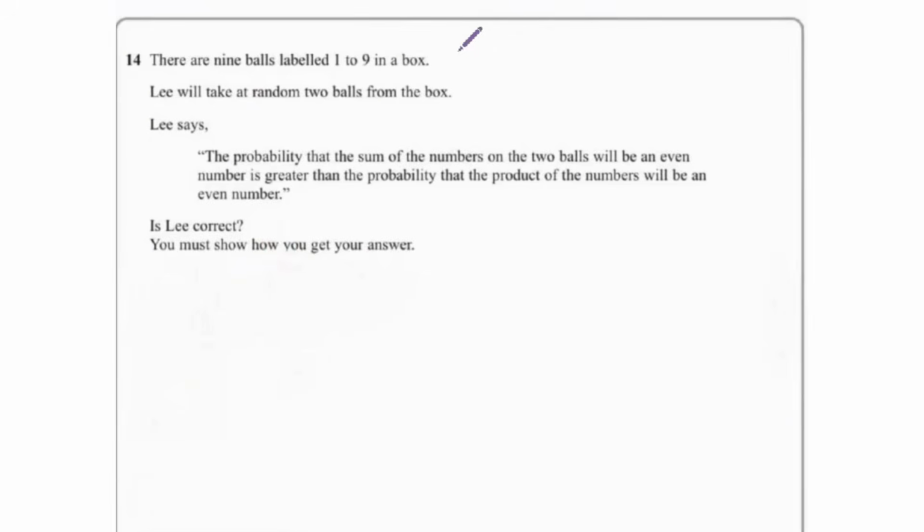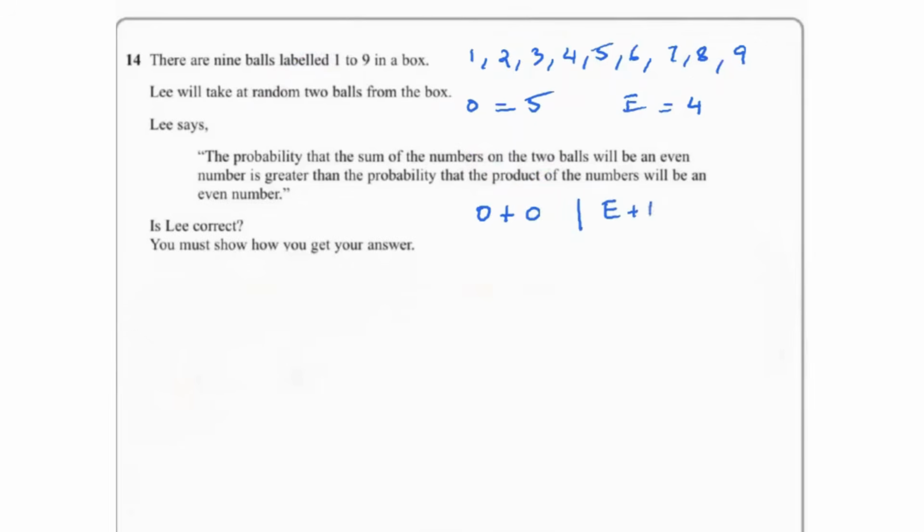Okay, so for this question, we know that we have the numbers 1, 2, 3, 4, 5, 6, 7, 8, and 9. Odd numbers are 1, 2, 3, 4, 5, so 5 odd numbers. Even numbers are 1, 2, 3, 4, so 4 even numbers. So for us to get an even number when we're adding them, we can add an odd number to an odd number, or you can add an even number to an even number. That's how you can get an even number from the sum.